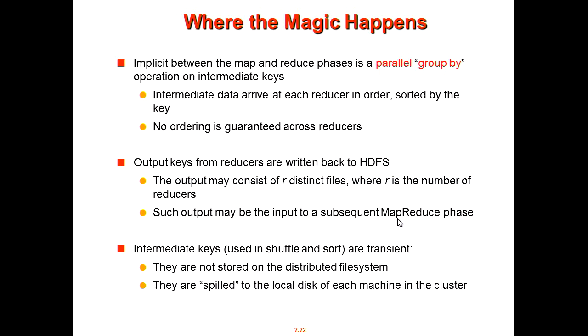So there may be chained tasks. The output of the reduce step in the current round may be the input of the map in the next round. The intermediate keys used in the shuffle and sort phase are transient, so they are not stored on the distributed file system. They are stored locally, written to the local disk of each machine in the cluster.